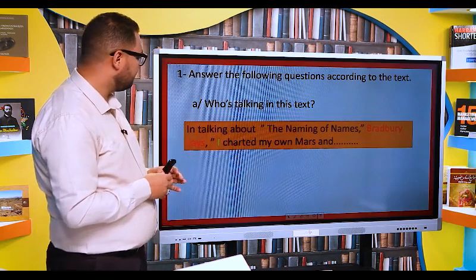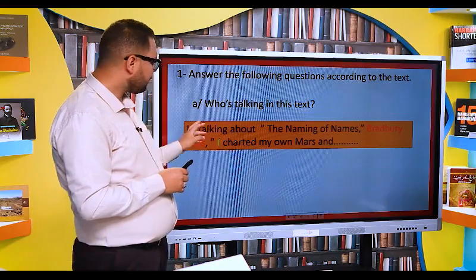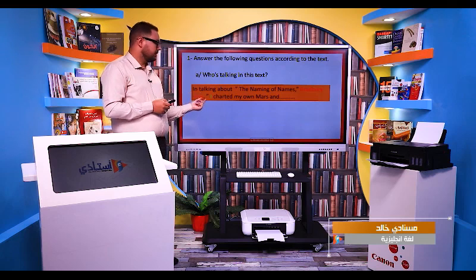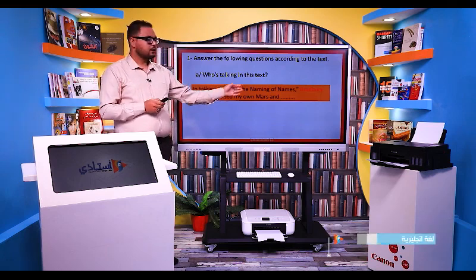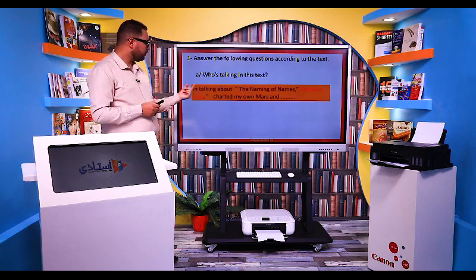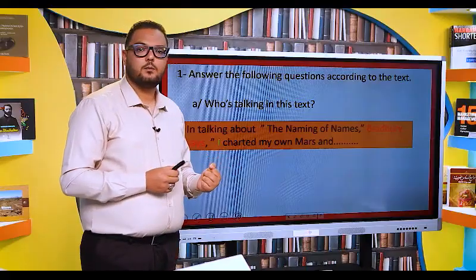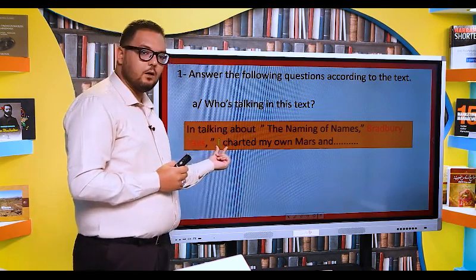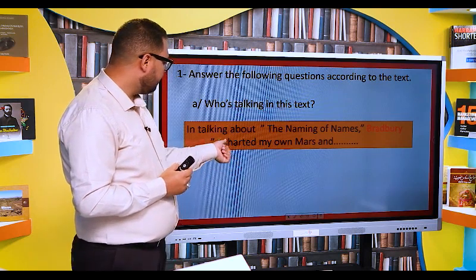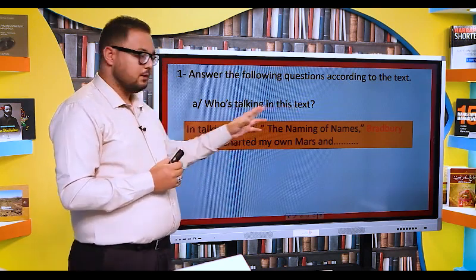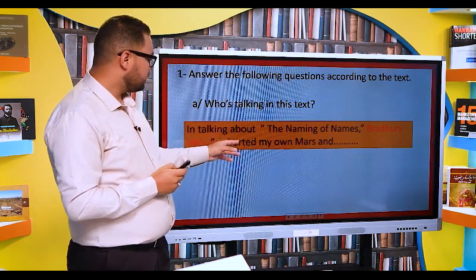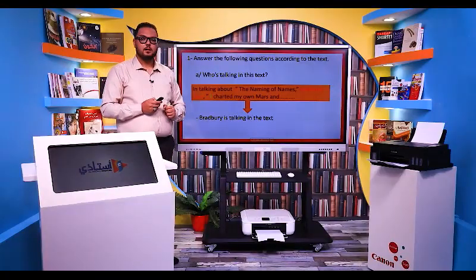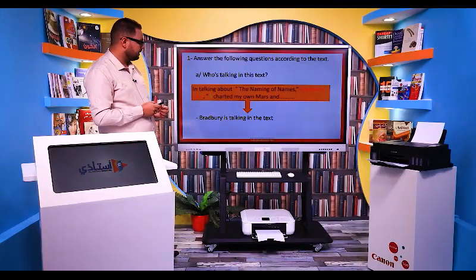When we go back to the text, in the first paragraph, in talking about the naming of names, Bradbury says, I charted my own mass, etc. So I here is a personal pronoun which demonstrates the speaker. So I here refers to Bradbury. So the speaker here, or who's talking in this text, Bradbury is talking in this text.